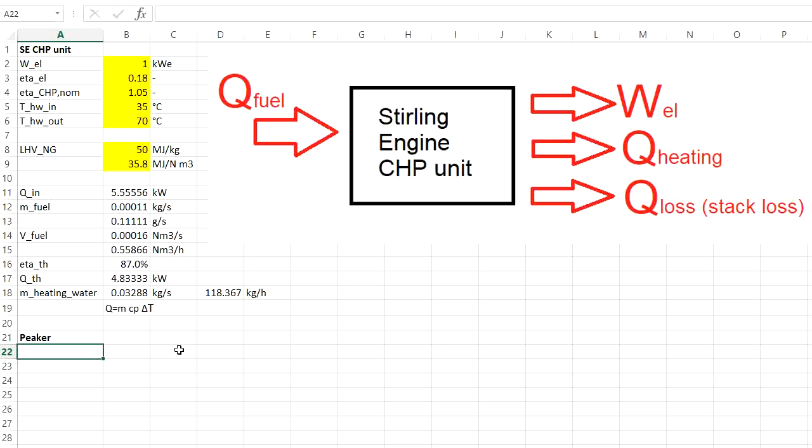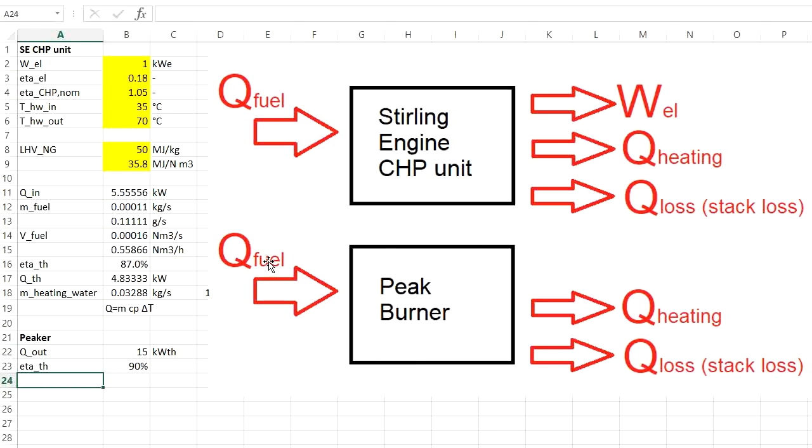And in the problem statement, the heat output of this system is 15 kilowatts. And the thermal efficiency of this peak burner was 90%. So what we are missing is the required fuel input. So Q fuel will be the thermal output divided by the efficiency. These were the input values, and we get 16.7 kilowatts as the required fuel input.